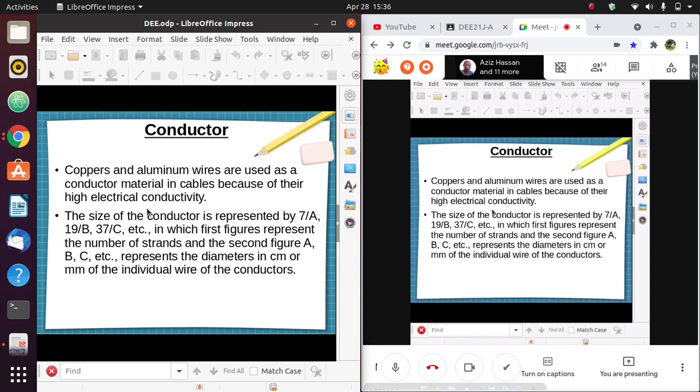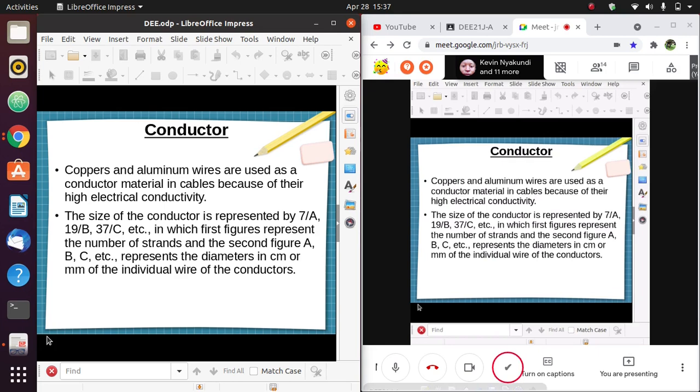Now, how do we label cables ama how do we represent them? When you go and find a cable, utapata it has been labeled like this. We have 7-A, 19-B, that is 7-C. Now, what does this mean? A cable, kumbuka, is a grouping of conductors ama single wires together. So that first number indicates how many wires are in that cable.